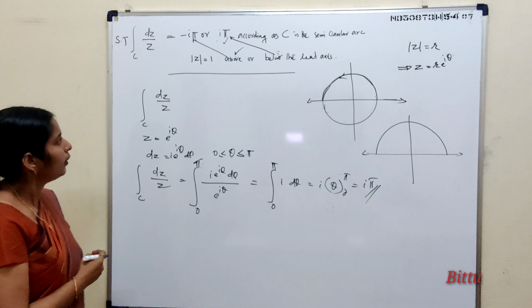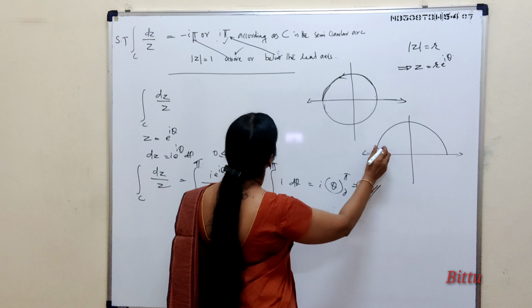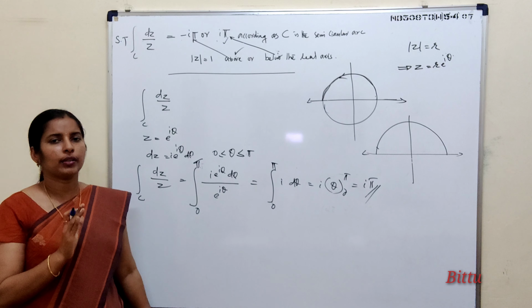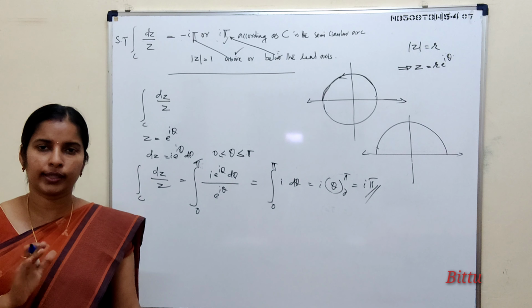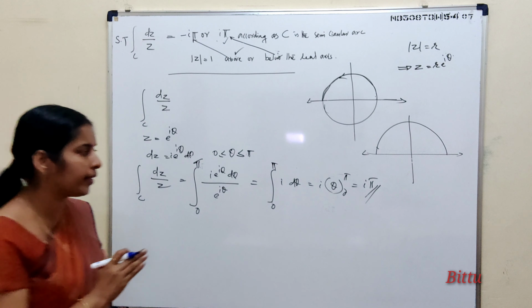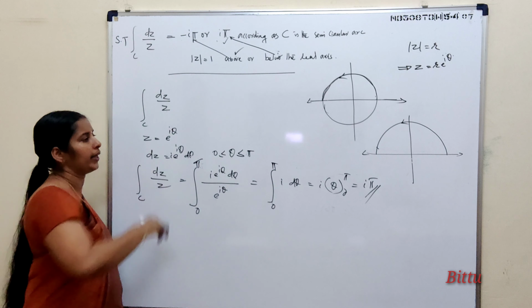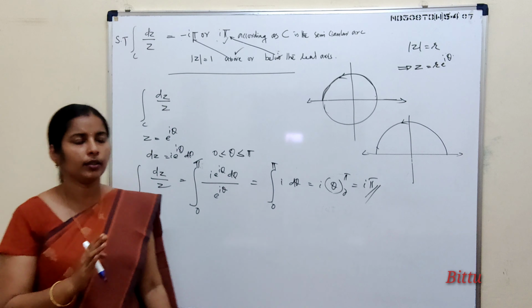Here we consider the curve as a semicircular arc above the real axis. Here the direction is not mentioned. So if the direction is not mentioned, you take it as positive direction, and positive direction is considered as anti-clockwise direction. That's why here we consider it like this. But here we have to prove it is minus i pi. So in this question, if the direction is not mentioned, you have to take it as anti-clockwise direction.